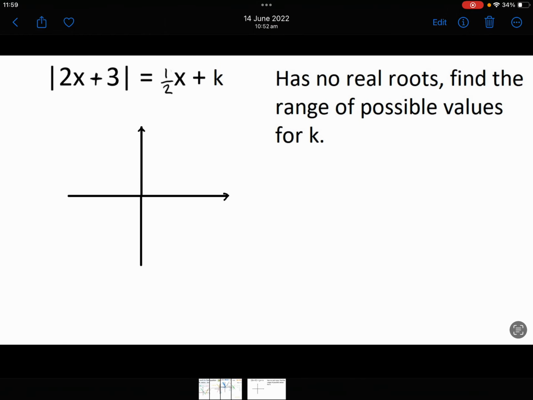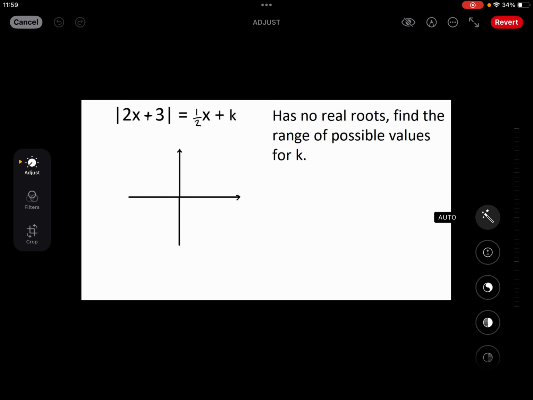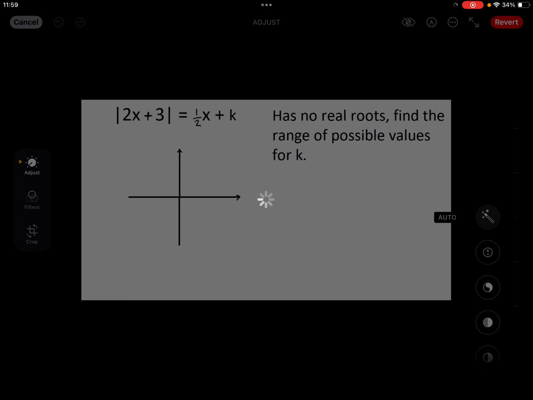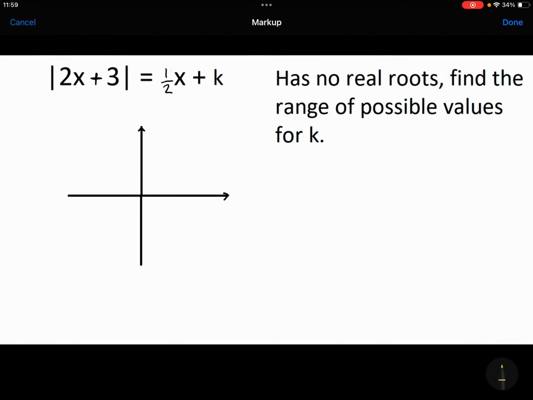Final example for this video. And this is a slightly different example and a really common exam type question. We are told that the equation of the modulus of 2x plus 3 is equal to a half x plus k, and we're told that it has no real roots. So that means that this equation has no solutions. And we need to use that fact to find the range of possible values for k.